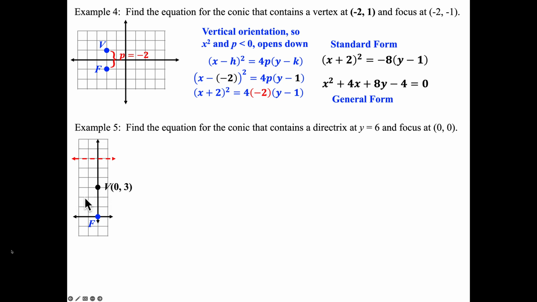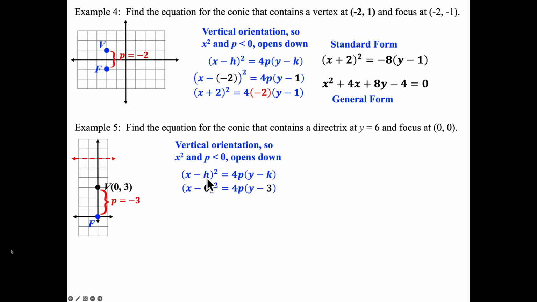So again, this is a parabola opening down with a negative p. So p is a negative 3. So we're going to use our same equation as we did up here, and we're going to substitute in all our parts. So 0, 3 goes in for h and k. Negative 3 goes in for p. X minus 0 just gives me x squared. 4 times the negative 3 is going to give me a negative 12 times y minus 3. That's our standard form.